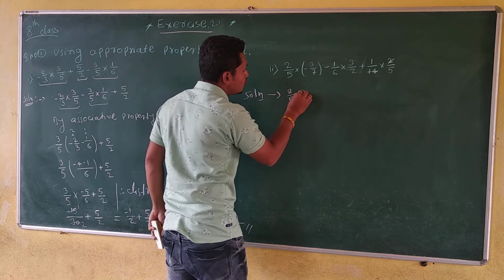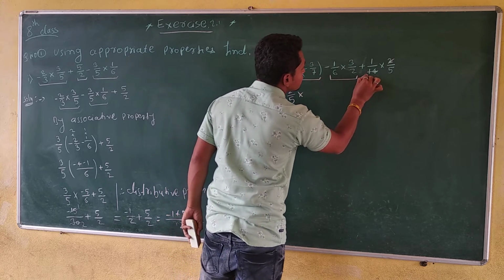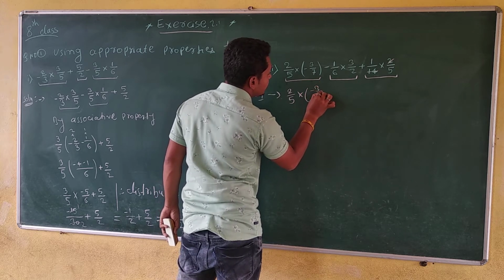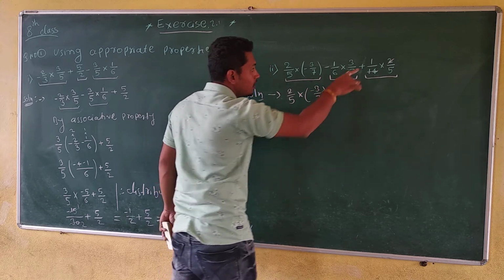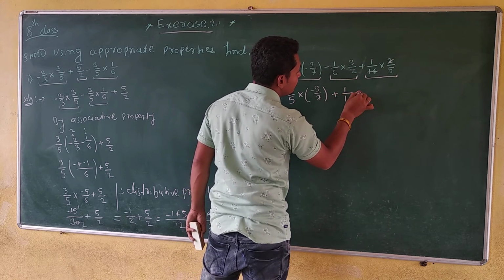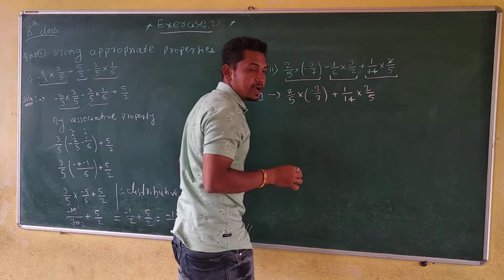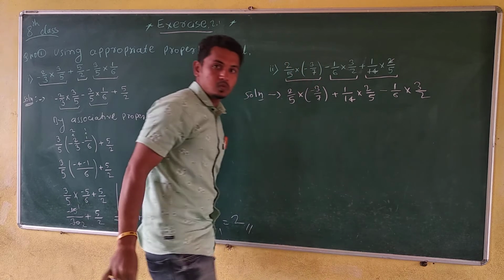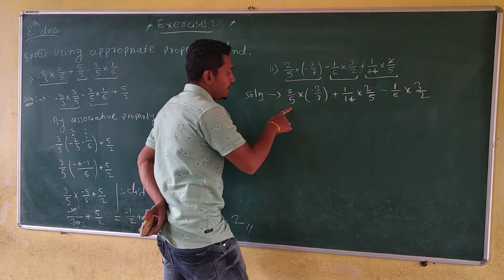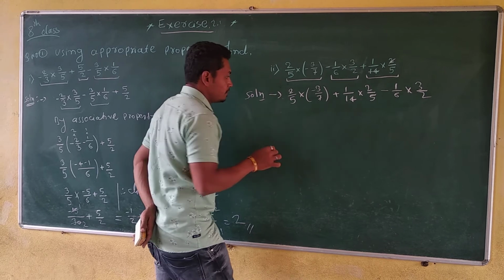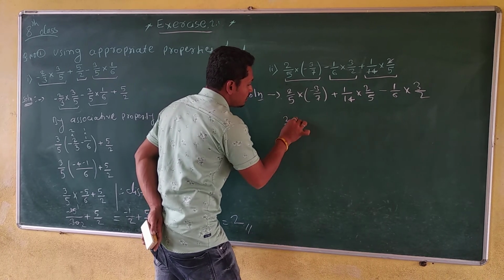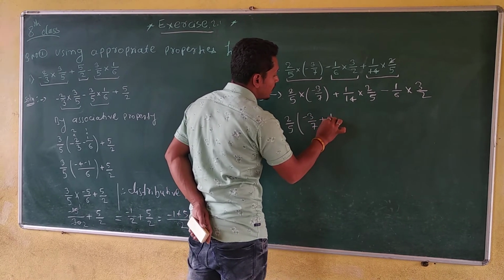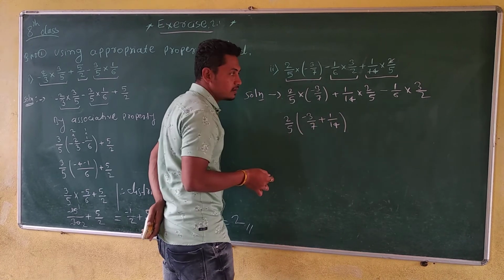2 divided by 5 into, this is one term and this is second term and this is third term. So first 2 divided by 5 into minus 3 divided by 7 plus 1 divided by 14 into 2 divided by 5. Okay, after that we have to write here 1 divided by 6 into 3 divided by 2. Right? Now see here, take 2 divided by 5 as a common. Write in the bracket, the remaining term is minus 3 divided by 7 plus 1 divided by 14. Bracket complete. Is it right?